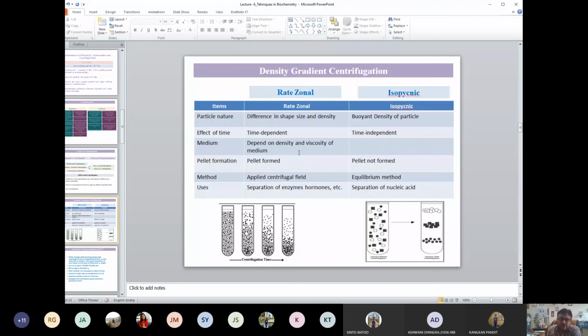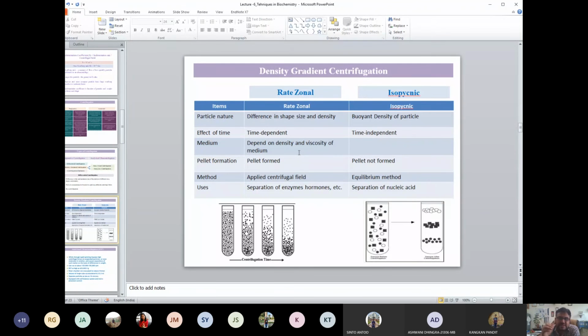Medium. In case of rate zonal, it depends on the density and the viscosity of the medium. Whereas in case of isopycnic, it depends on the density of the medium which you are going to use, because that provides the specific area for the buoyant density based separation of the particles. Coming to the pellet formation, in case of rate zonal, you can easily expect a pellet to be formed, whereas in case of isopycnic, it is a layer of the particle which is formed rather than a pellet.